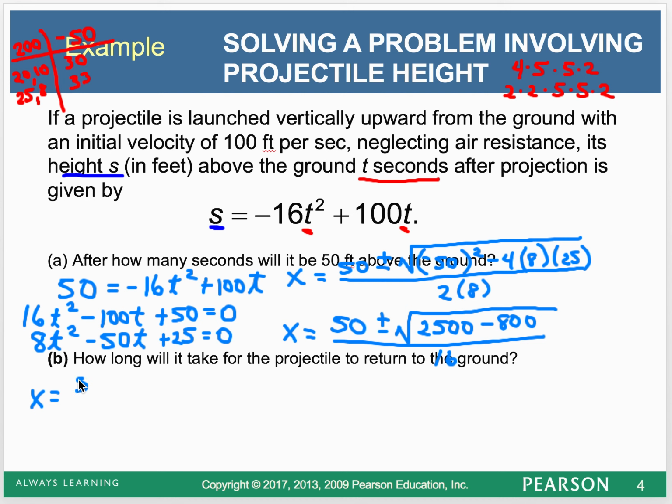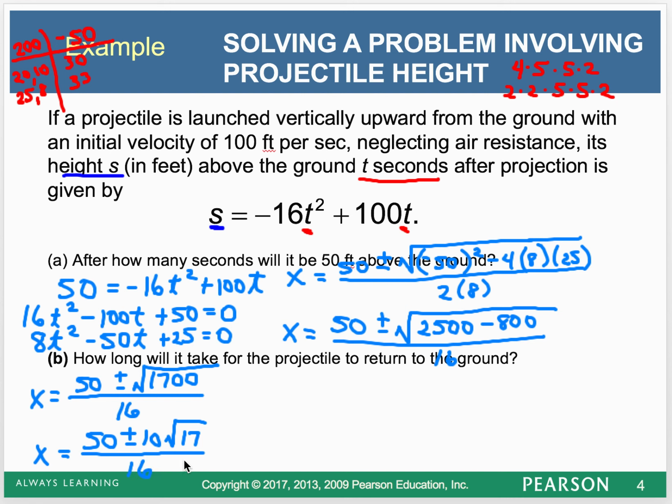x equals 50 plus or minus 2,500 minus 800, 1,700, all over 16. Okay, this I've got to simplify, and that's 100 times 17, and I've chosen 100 because I can easily do the square root of 100. So the square root of 100 is 10. Again, those radicals, something that if you're not great with, that's prerequisite information. So you need to go back maybe and practice up on that.